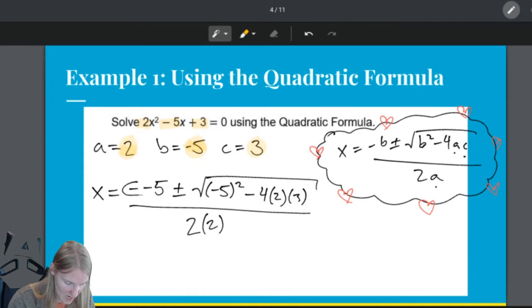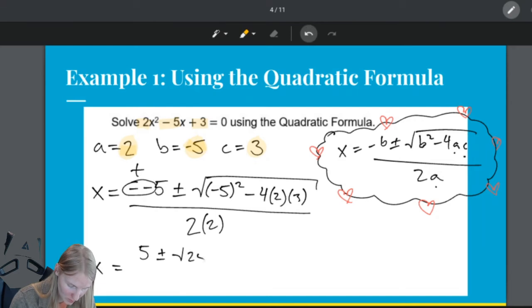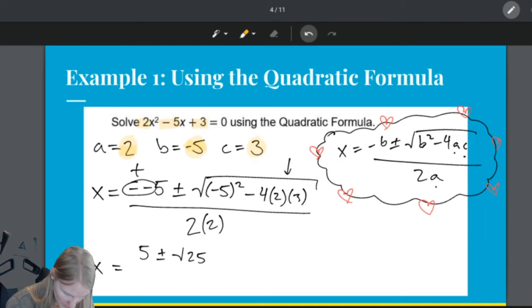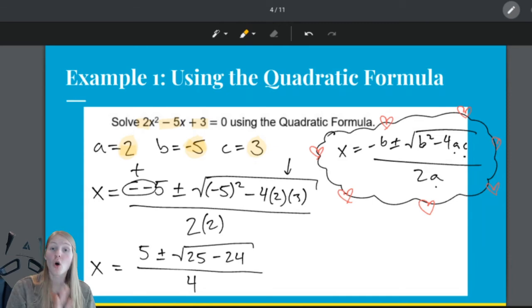So remember, when I have a negative, these come together and become positive. So I really just have 5 up here. Plus or minus, what's -5 squared? 25, and then let's do this. 4 times 2 times 3 is 24. So 25 minus 24, all over, what's 2 times 2? Well, that's 4. So already it's looking better. It's looking much better already.